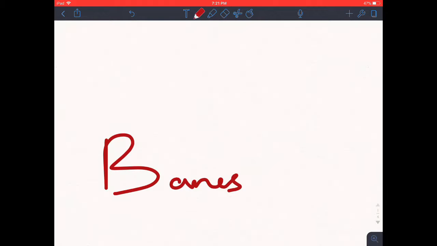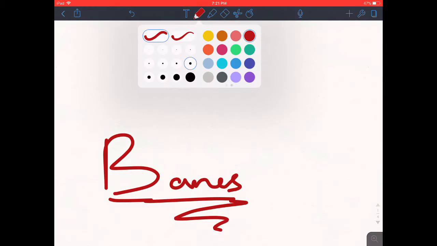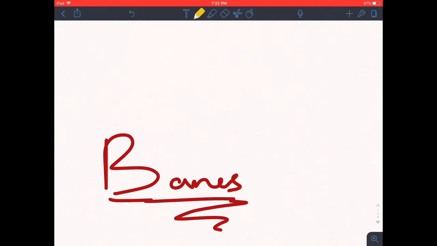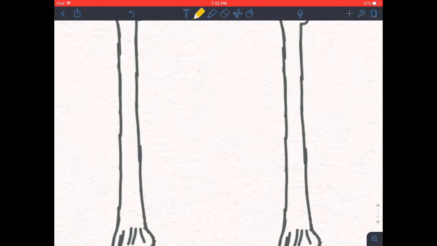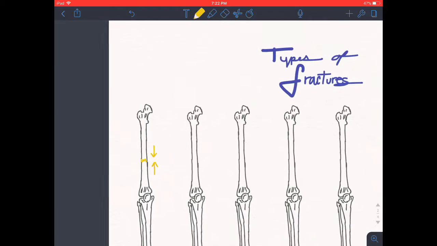So in this video, we'll be describing the type of bone fractures and the process in which they heal. The first type of fracture is transverse. It occurs straight across the long axis of the bone.